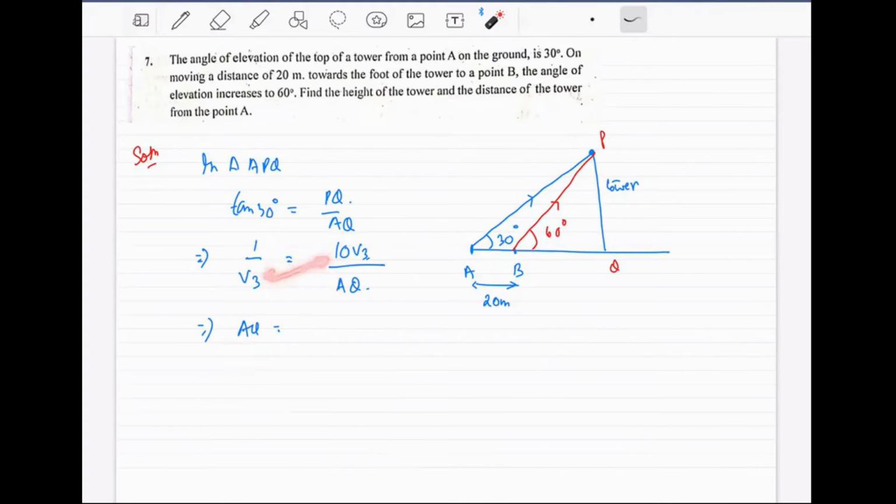Root 3 and 10 root 3, it will be how much? 10 root 3 into root 3. Remember, as I've told you before, root 2 into root 2 is root 2 square. The square and root can cancel out and we will obtain 2. So root 3 into root 3, same thing, we will obtain 3. Root 5 into root 5, we will have 5. So this root 3 and root 3 part, we will obtain 3. So we will have 10 into 3, so we will finally have the value as 30 meter. So you can say here distance of the tower from the point A is how much? 30 meters. Mention here at the end.